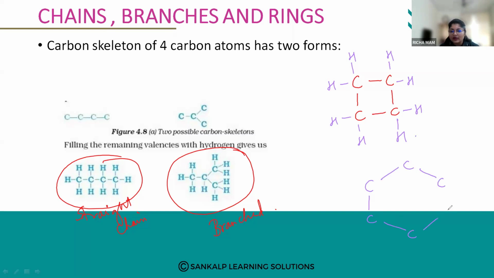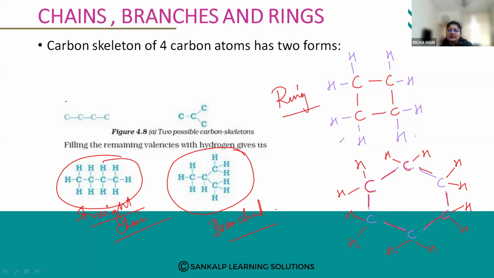So this is another way in which the carbon can get attached. Now put the valency, 1, 2, 3 and 4 on each carbon. What we are doing is satisfying the tetravalency of carbon by writing the hydrogen. So what is happening here? The carbons are getting linked in a straight chain, a branched chain, and also in a ring.